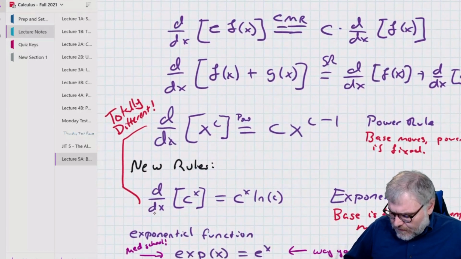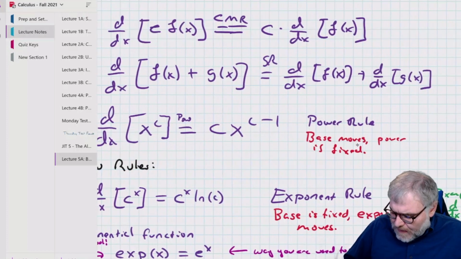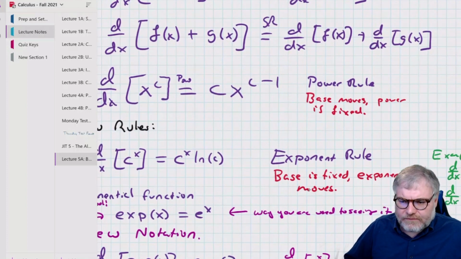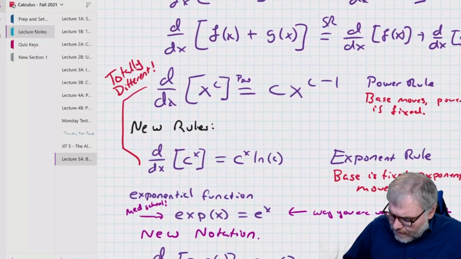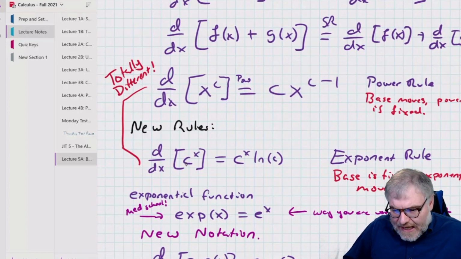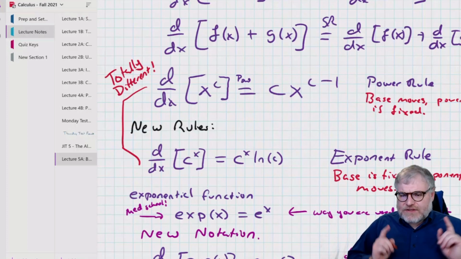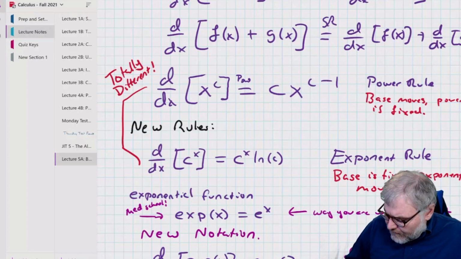This is the exponent rule. The derivative with respect to x of c to the x equals c to the x ln of c. Notice here, base moves, power is fixed. Here, base is fixed, exponent moves. Okay? So here, the c is fixed and the x is in the exponent, it moves. Here the x moves, the base moves, and the exponent or the power is fixed. Okay? Make sure you have that difference in mind because these are different things.